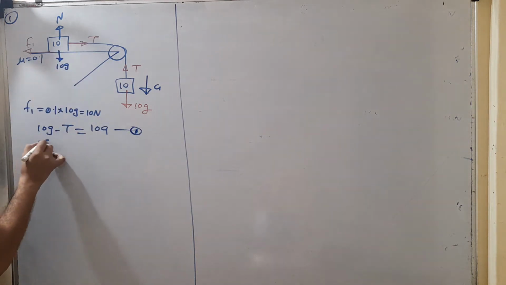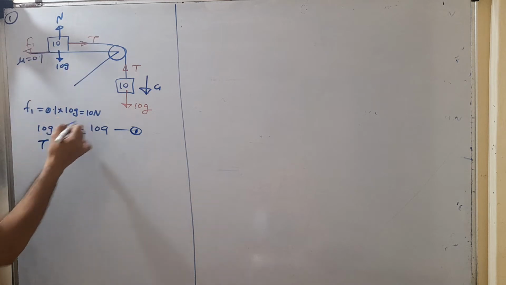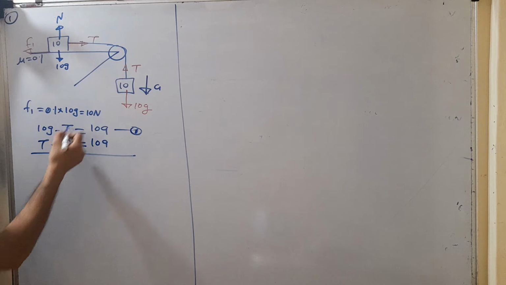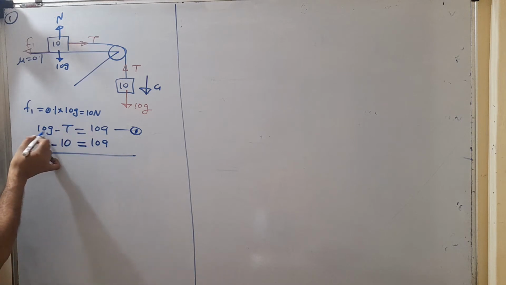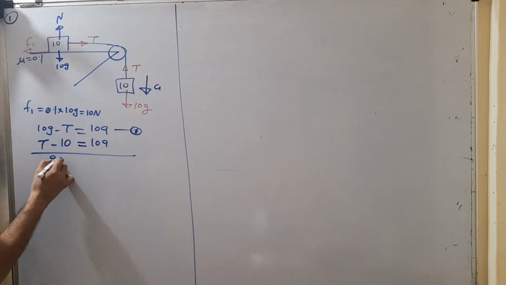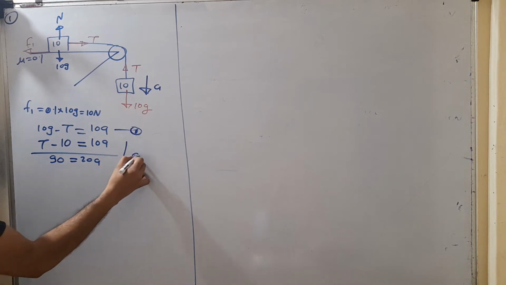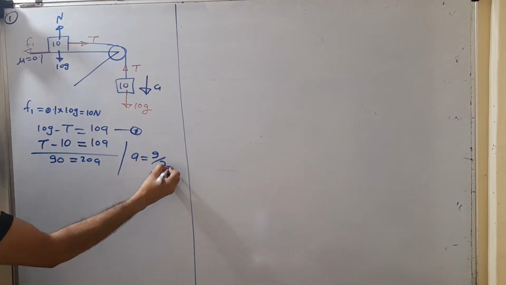For the second equation, T minus friction. Friction is what? 10. T minus 10 is equal to 10a. You can add these two equations. T cancels. This 10g is what? 100, minus 10, that is 90, is equal to 20a. 0 is cancelled. So the acceleration value we are going to get is 9/2.